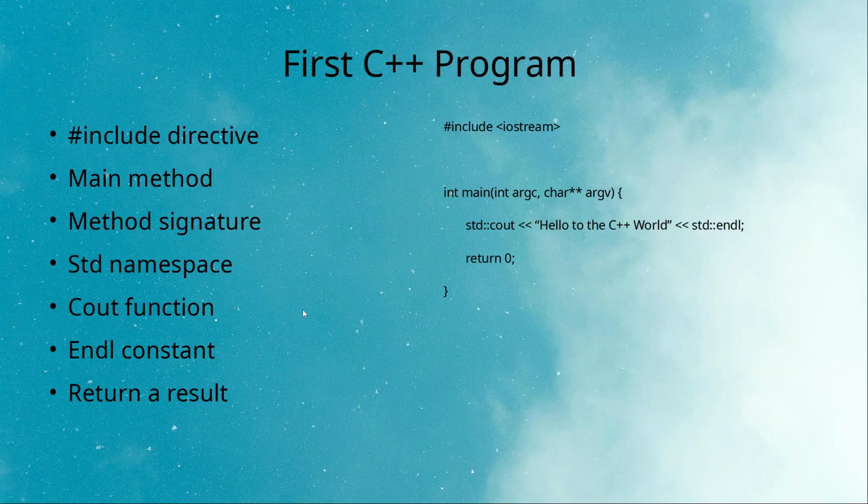So the cout function actually shows output to the screen, or it can be to any stream actually, not just the screen. It can be to a file also. The endl constant adds a new line character to the end of the message. And finally, we have a return zero statement.